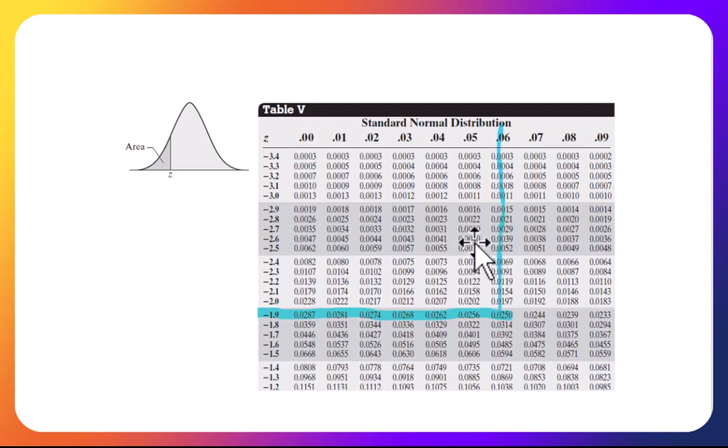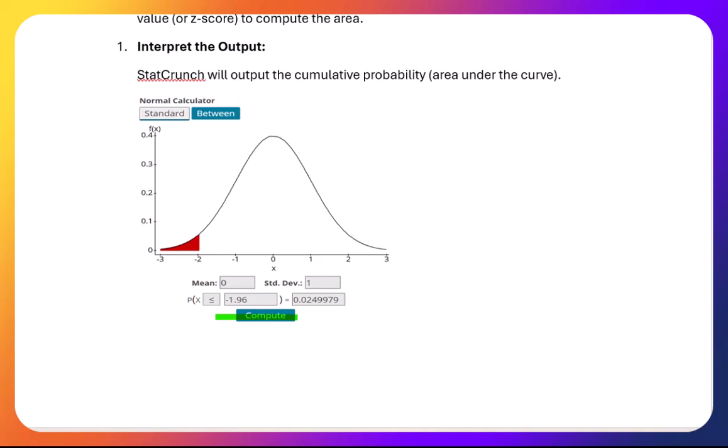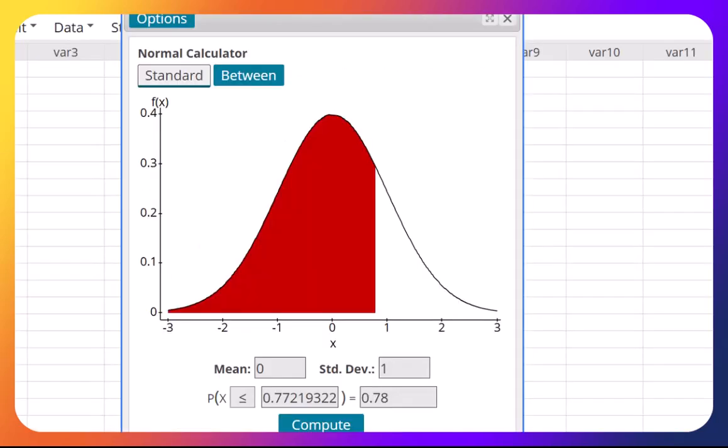Another way you can do that is by using StatCrunch, which I prefer for you to use. I'm going to demonstrate how to use that in StatCrunch right now. So you go to Stat, Calculators, Normal Calculator, and you're going to get this calculator. Make sure your mean is 0 and standard deviation is 1. Anytime you work with z, you must have 0 and 1 in there. Now, we need the area to the left of z equals -1.96. So that is the probability of z less than -1.96. So area to the left is a less than, area to the right is greater than.